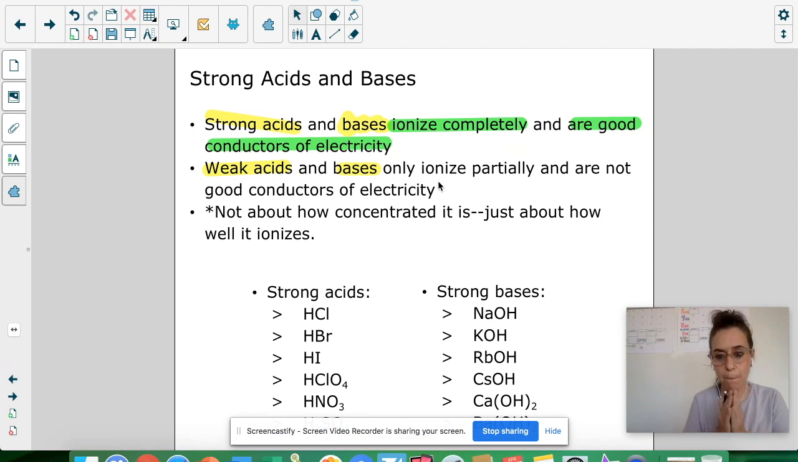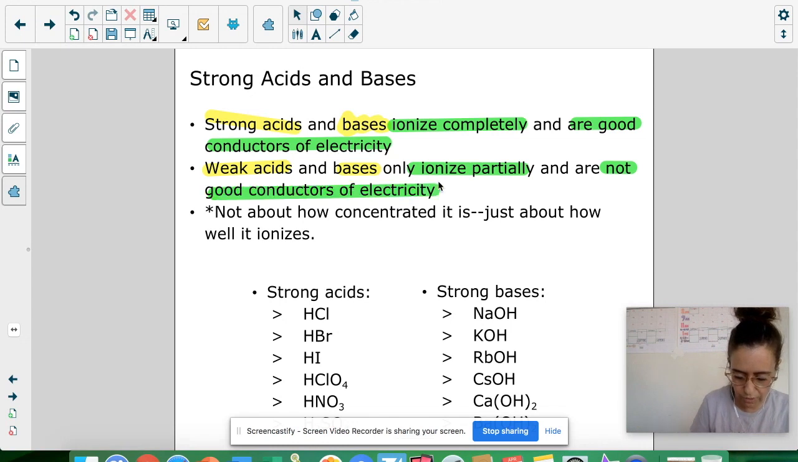only ionize partially, okay? So they only ionize partially, meaning that they break into ions, but their reaction goes back and forth. It doesn't just go in one direction and they break. The reaction goes back and forth. And because they ionize partially, they're going to be bad conductors or not good conductors of electricity.